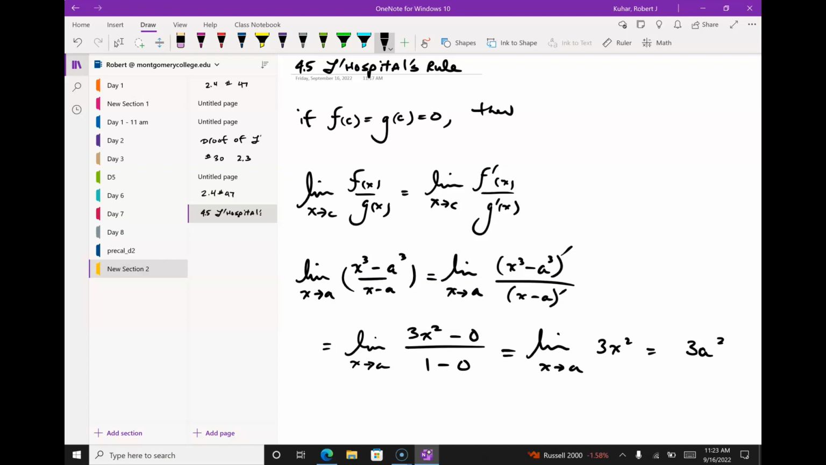Yeah, so bring down the power, reduce the power by 1, so 3x squared. A cubed is a number, so the derivative is 0. A cubed is a number. So like if y equals 2 cubed, that's 8. That's a horizontal line at 8. What's the slope of that line? 0.